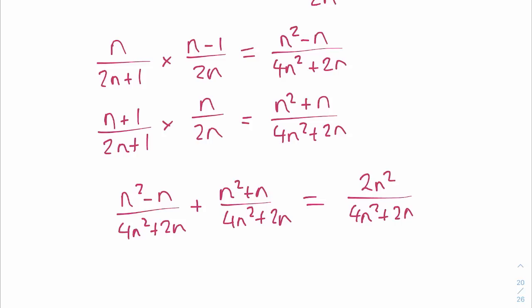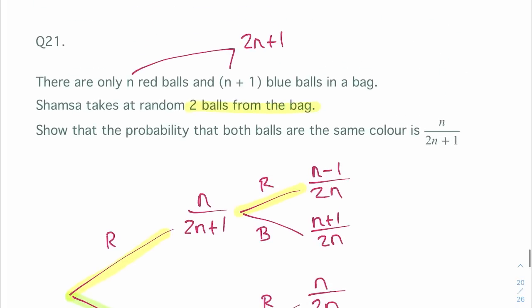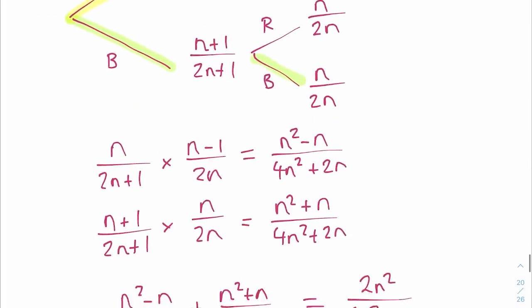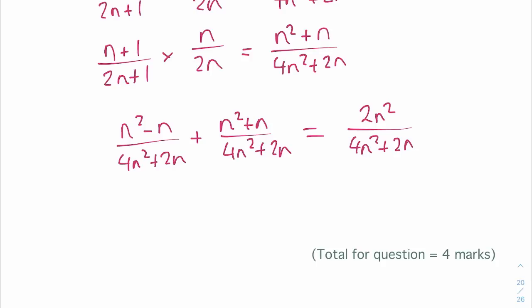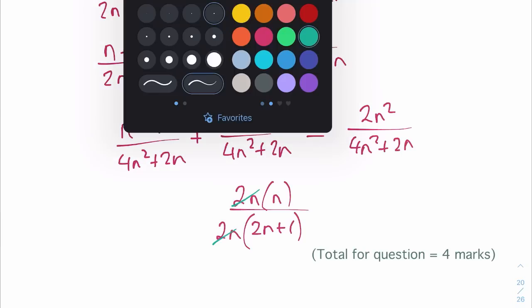So that is our fraction, but it's said here to show that the probability is n over 2n plus 1. So we're going to need to simplify this fraction. Now the top and the bottom both factorise. They're both factorised by 2n. So what we could do is write the top as 2n times n, and the bottom as 2n multiplied by 2n plus 1, factorising the bottom there. You don't have to write the numerator like that, but it does make it easier now to cancel the 2n off the top and the bottom to get our final answer.